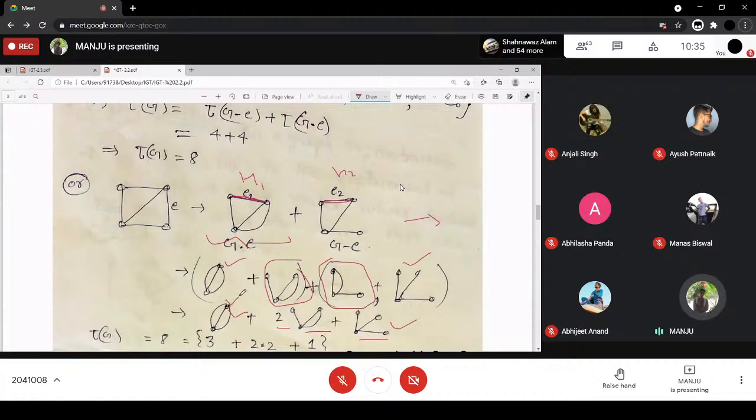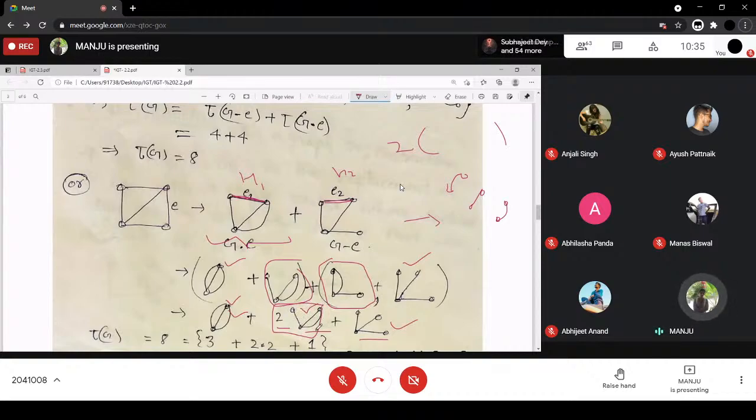And for this first one, there are 3 spanning trees. One is this edge, one is the middle edge, and one is the last edge. So 3 plus 1, 4. And for this one, how many exist? There are 2 types of graph here. So 2 into how many spanning trees exist for this graph?